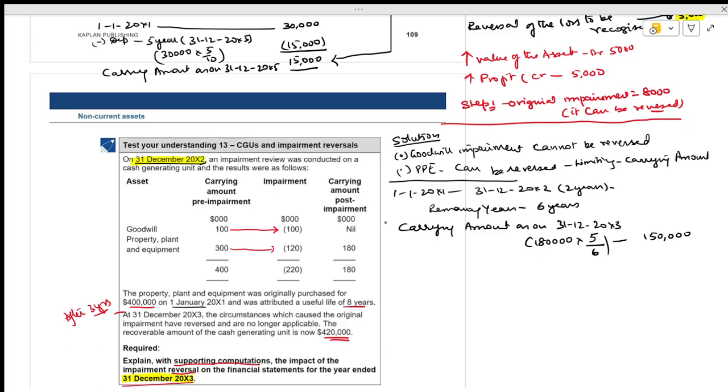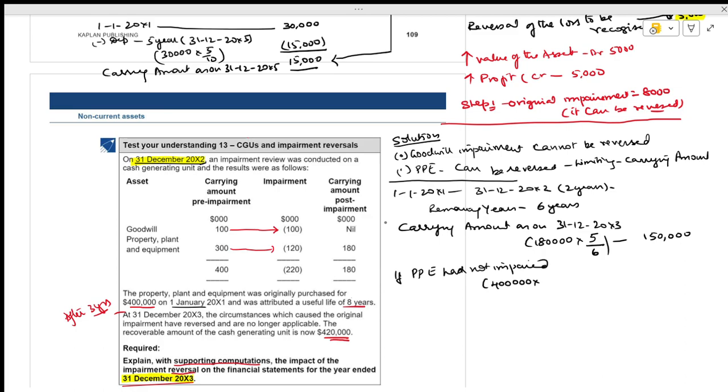If the property, plant and equipment had not been impaired, what is the value of the plant? Original purchase is how much? Original purchase is 400,000. Is it right? Original plant is 400,000. If property, plant and equipment had not been impaired, we want to know what is the value. This is another way, a shortcut. It is right. It is another short way.